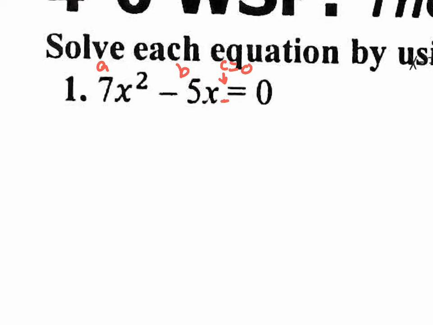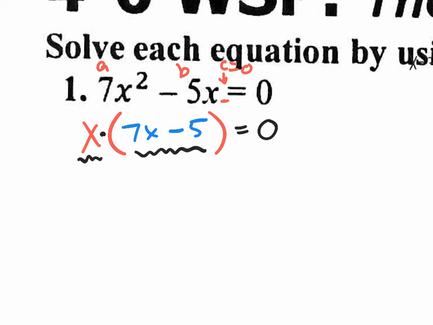Pull out a GCF, right? Check it out. If I pull out a GCF, which would be x, what would be left over on the inside? 7x minus 5. So now I truly have this equation that says this x times this 7x minus 5 equals 0. I could use the zero product property to split them and solve. X could equal 0, and 7x minus 5 could also equal 0. And then I solve both of them.